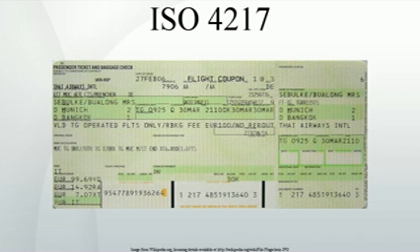ISO 4217. ISO 4217 is a standard published by the International Organization for Standardization, which delineates currency designators, country codes, and references to minor units in 3 tables.